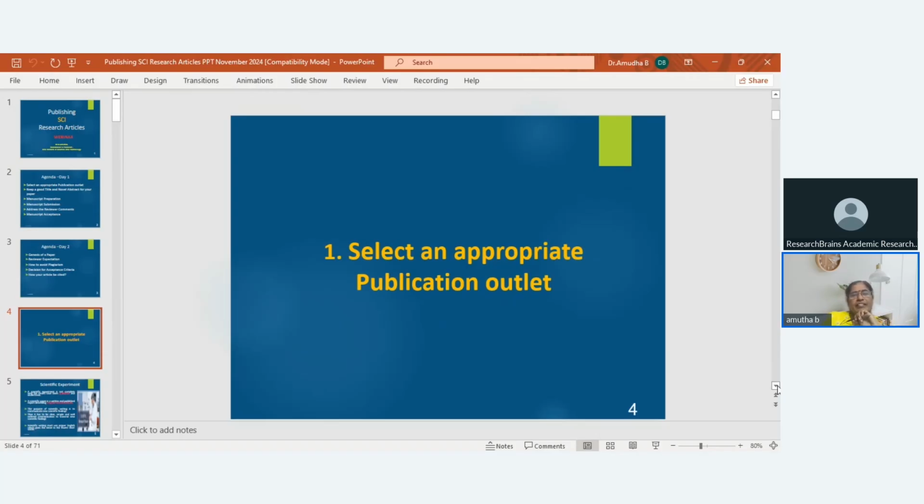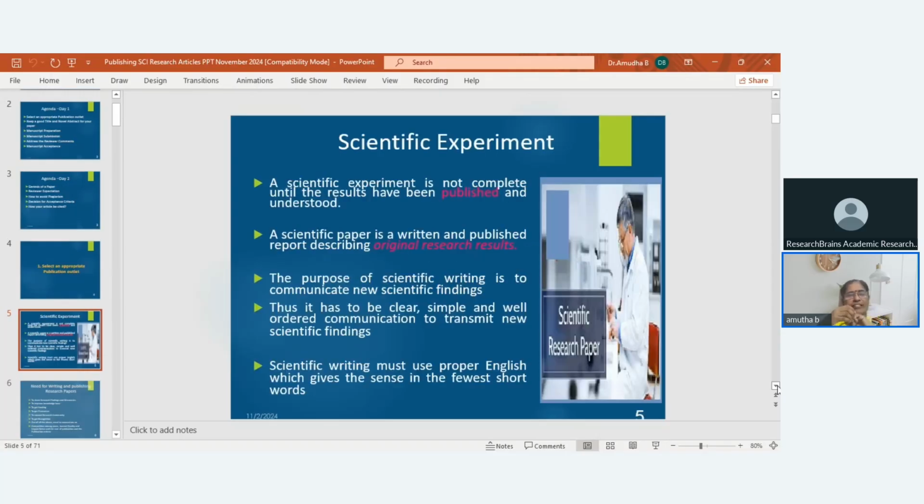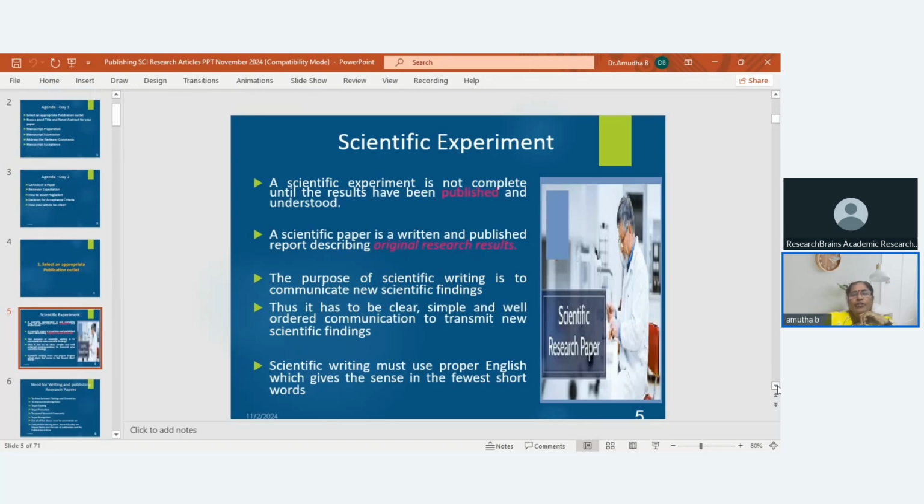So the first point is to select an appropriate publication outlet. What do you want to have? You must be having something in hand. You have done a scientific experiment, and you have some results in your hand which do not already exist. Those results you want to publish, and with those results, you have to find out the appropriate platform through which you can publish your paper.